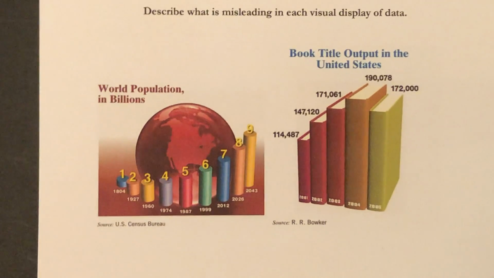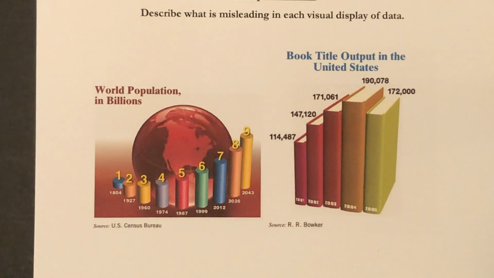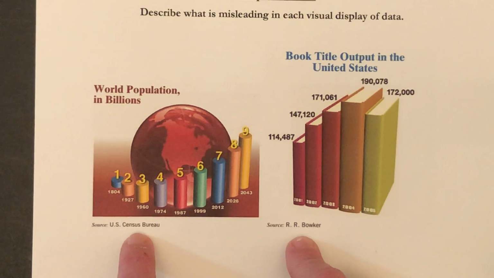Okay. So we have two graphics here. Describe what is misleading in each visual display of data. So they both have titles, which is good. They both have sources, the U.S. Census Bureau, and that's about as good as you're going to get on population, right? And then this source is R.R. Bowker, and I looked them up, and they are basically an everything-book-related networking company. They connect publishers and booksellers and authors and everything. It's the best I can figure out. So they ought to know how many books are produced. So reliable as far as that goes.